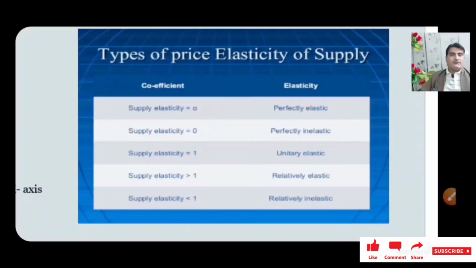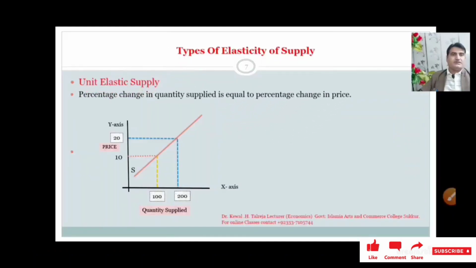When the elasticity of supply is equal to 1, it is unit elastic. When the coefficient of supply elasticity is greater than 1, it is relatively elastic. When the coefficient for the elasticity of supply is less than 1, it is relatively inelastic supply. The unit elasticity of supply states that the percentage change in quantity supplied is equal to the percentage change in price.